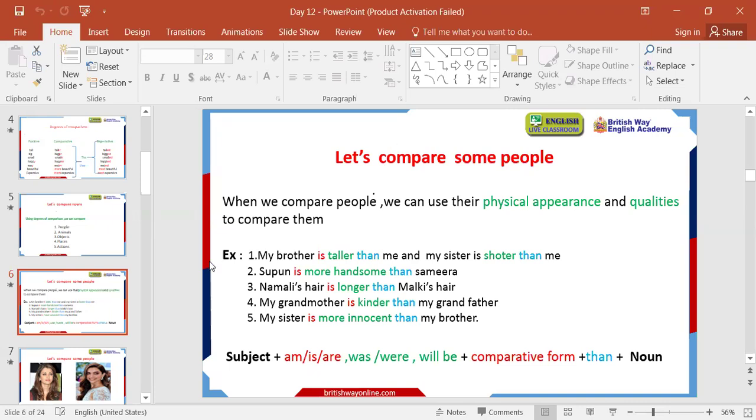Right? The structure goes like that. Start with the subject, then am, is, are, was, were, will be. If it is present, am, is, are. Past, was, were. Then future, will be. Then we have to use a comparative form, then "than", and after that you have to use the object.